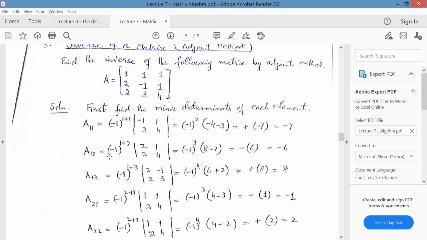A12 कैसे निकलेगा. -1 लिखेंगे और 1 plus 2 कर देंगे इसकी पावर में. ये जो नीचे लिखा आपने 1. Then delete the first row and the second column. First row गई, second column गया. The elements are 2, 1 and 2, 4.